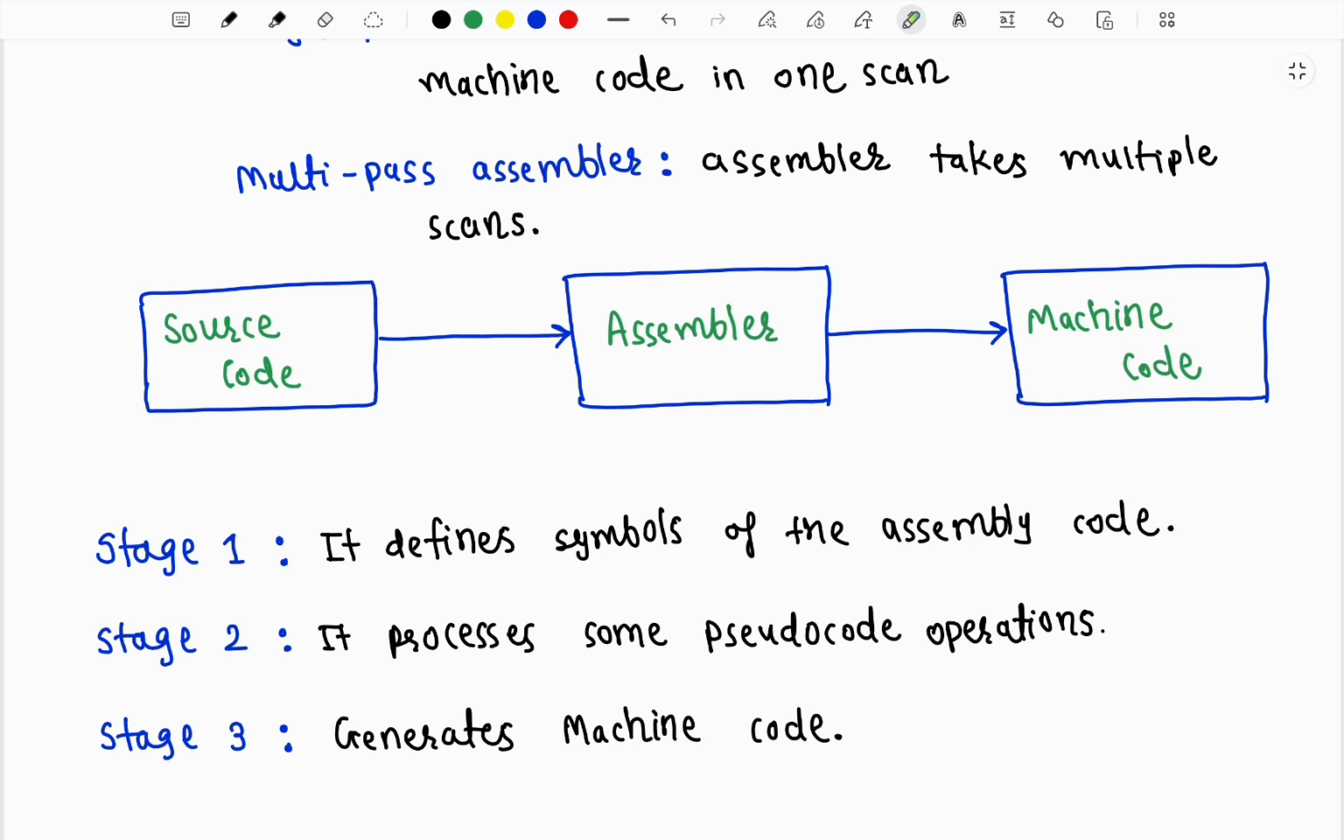So now, to conclude, language translators help computers understand programs written by humans. A compiler translates the whole program at once. An interpreter translates line by line, and an assembler converts assembly language into machine language or machine code. All three, compiler, interpreter, and assembler, act as a bridge between the programmer and the computer.